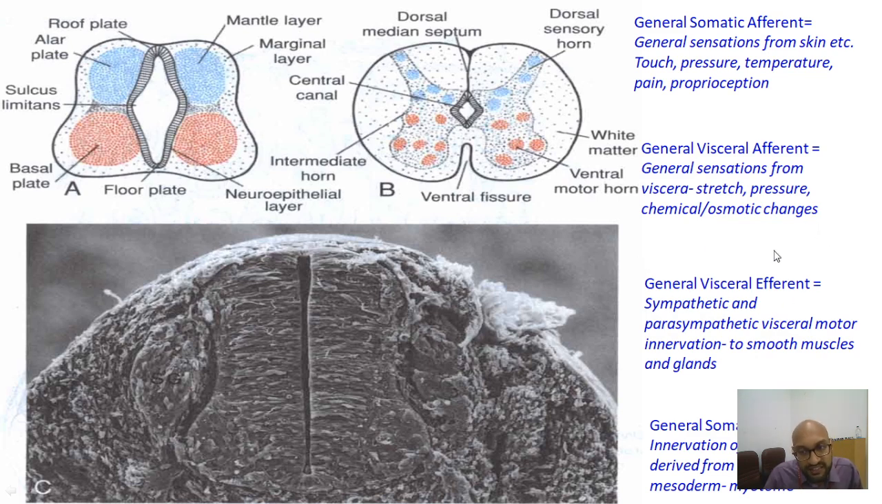Now, general visceral efferent is what is going to be innervating the viscera. So that would be under the sympathetic and parasympathetic components, which will provide innervation to not only the smooth muscles but also secretomotor fibers to glands. And the general somatic efferent is for the innervation of striated muscles, which are derived from somites, which are the paraxial mesoderm, giving rise to the myotome.